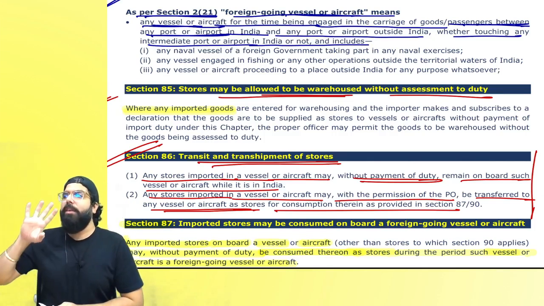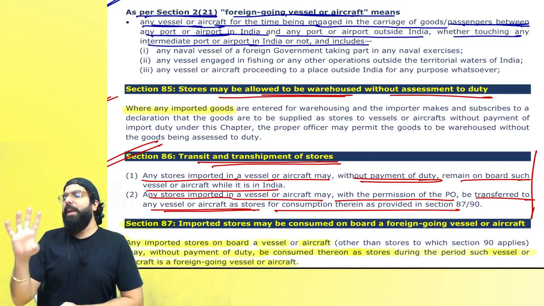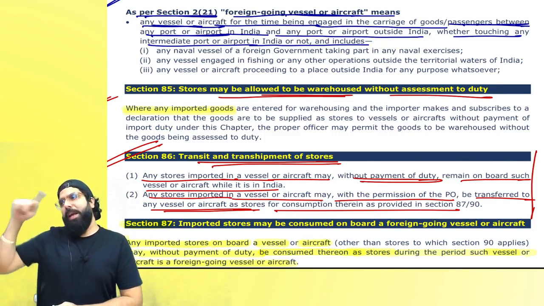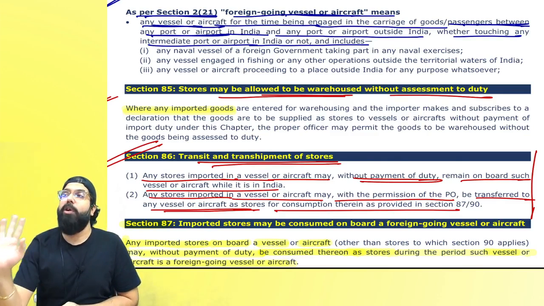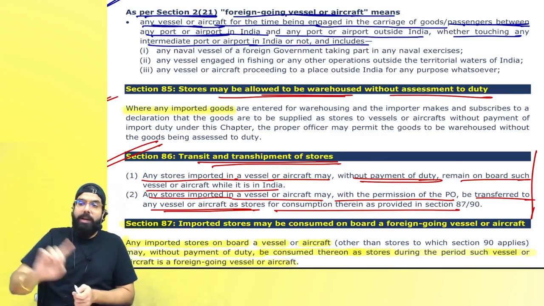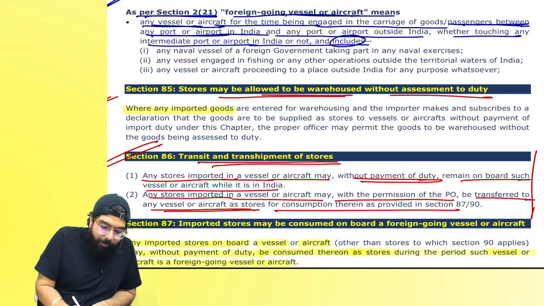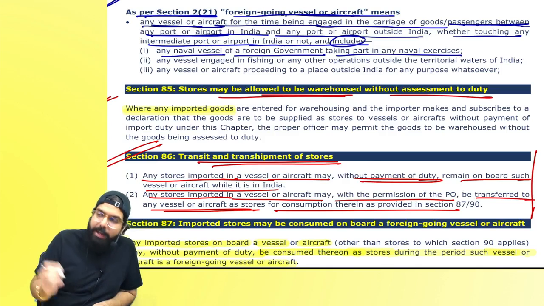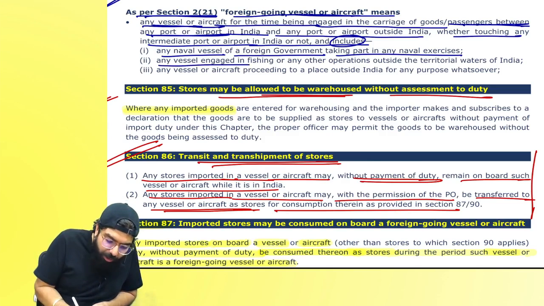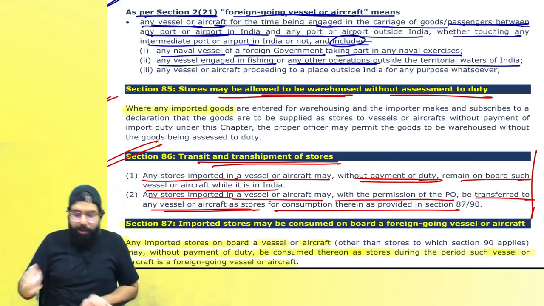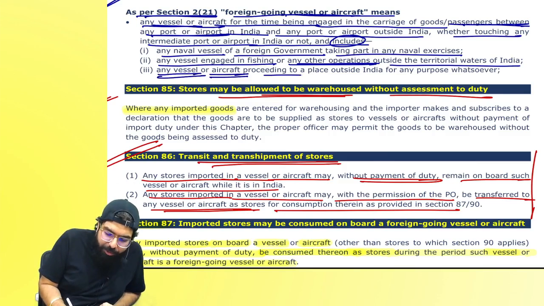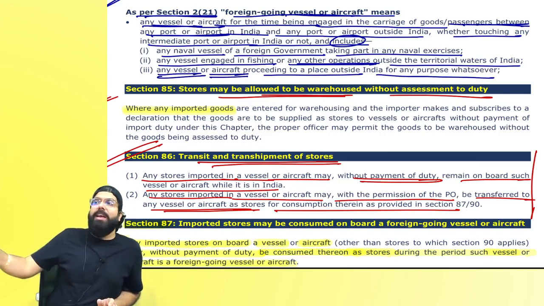So what they are saying is, if any vessel or aircraft is going from India to outside India, even if it is touching any other airport in India and going outside India, it will still be called a foreign going vessel. Sir, foreign going vessel will also include any naval vessel of a foreign government taking part in naval exercises. It will also include any vessel engaged in fishing or other operations outside the territorial waters of India, or any vessel or aircraft proceeding to a place outside India for any other purpose whatsoever.